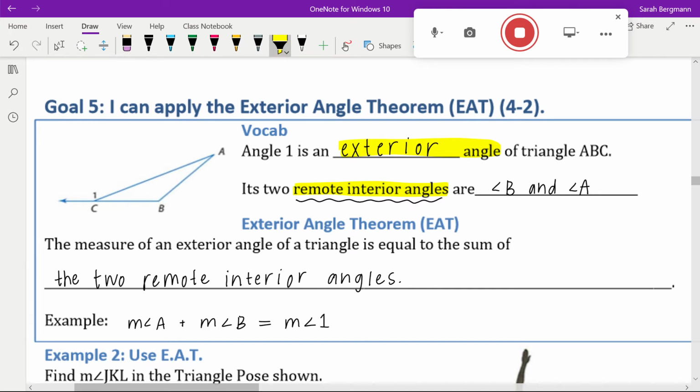Now we can talk about the exterior angle theorem, now that you know what that vocabulary means. It can be abbreviated EAT. Here's what it says. The measure of an exterior angle of a triangle is equal to the sum of the two remote interior angles. For example, in this case, the measure of angle A plus the measure of angle B must equal the measure of angle 1.